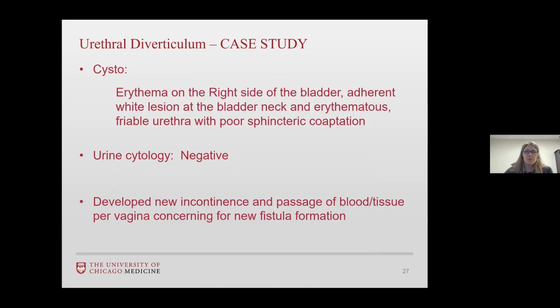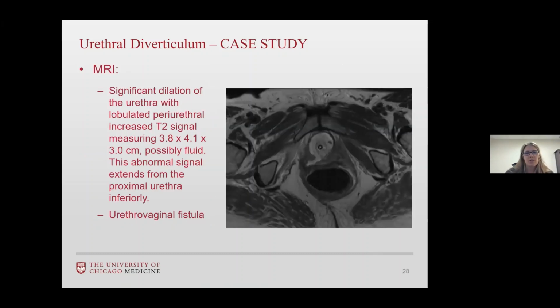I'm sorry I don't have pictures from her cystoscopy, but we did a cystoscopy, and it showed erythema at the right side of the bladder neck with an adherent white lesion, friable urethra, and poor sphincteric coaptation. Urine cytology was actually negative. But in the meantime, she developed new incontinence and had passage of blood and tissue per vagina, concerning for new fistula formation.